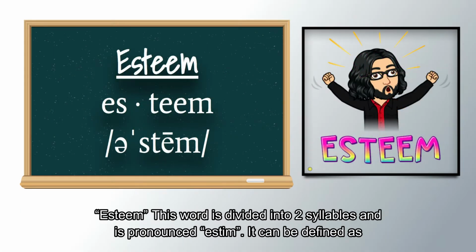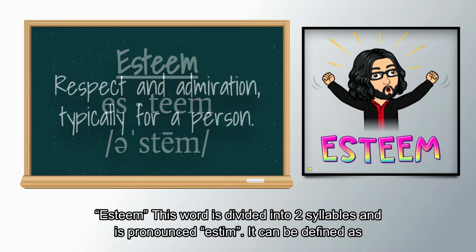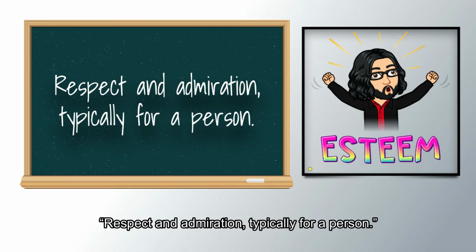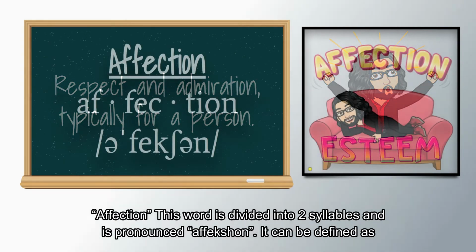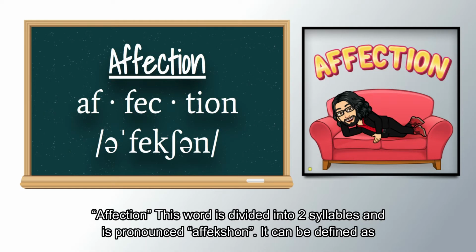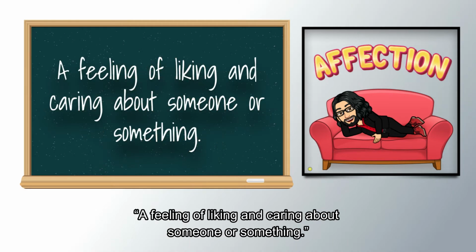Esteem. This word is divided into 2 syllables. It can be defined as respect and admiration, typically for a person. Affection. This word is divided into 2 syllables. It can be defined as a feeling of liking and caring about someone or something.